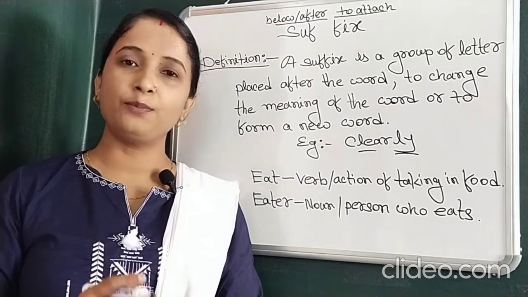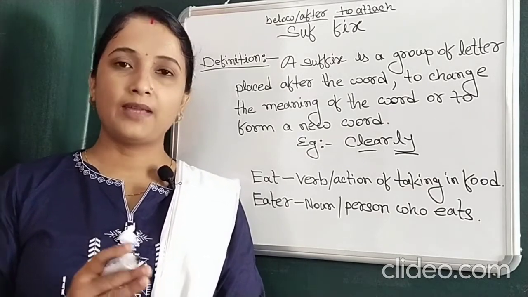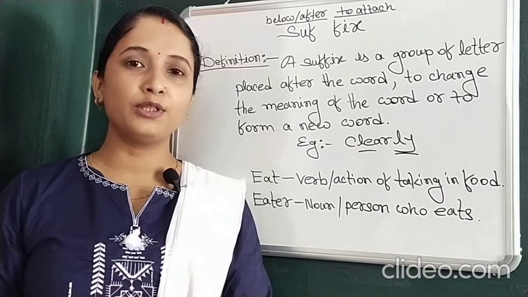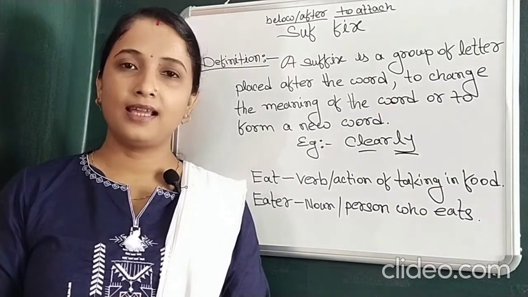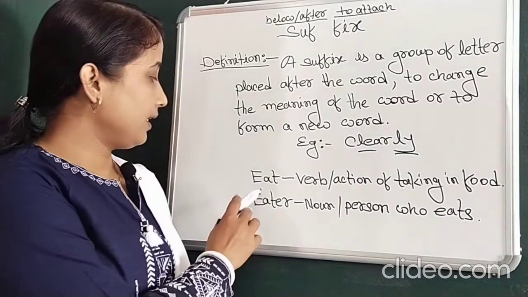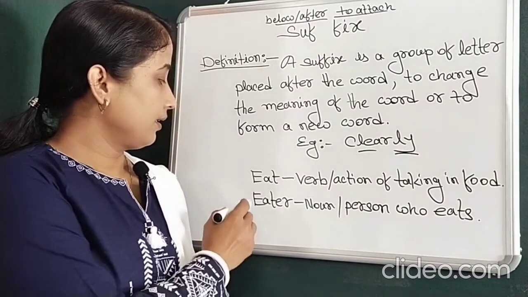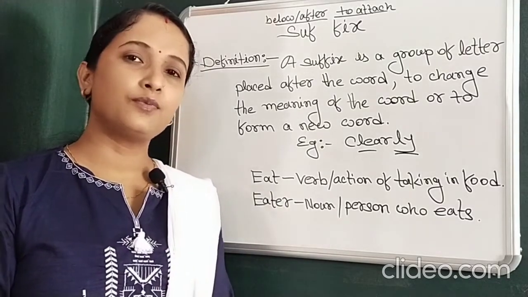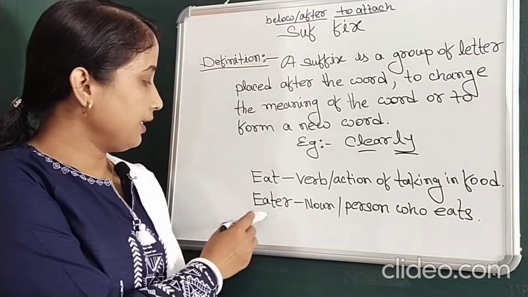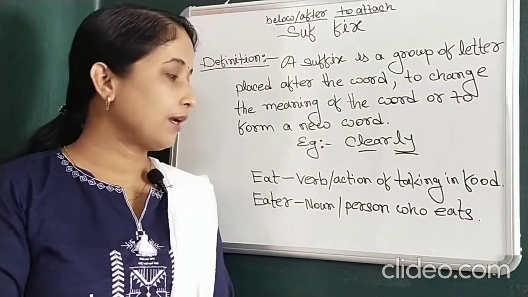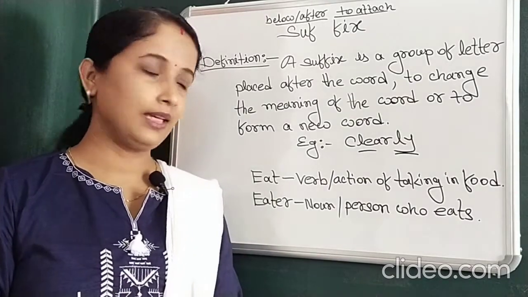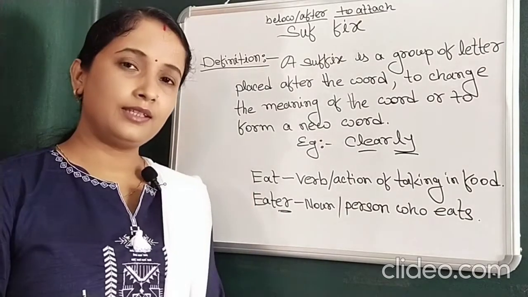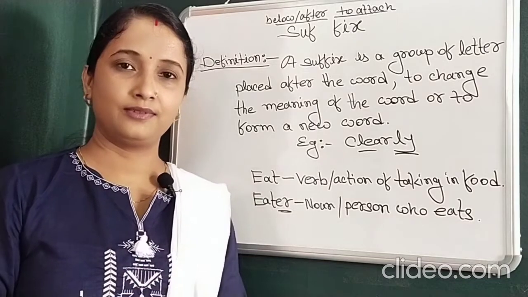A suffix has its own meaning. Some suffixes like able, less, etc. are words too. Suffixes modify the root word to which they are added. For example, eat. Eat is a root word that refers to a verb or action, taking in food. And the word eater refers to a noun, or a person who eats. So the suffix er modifies the root word eat from a verb to a noun.